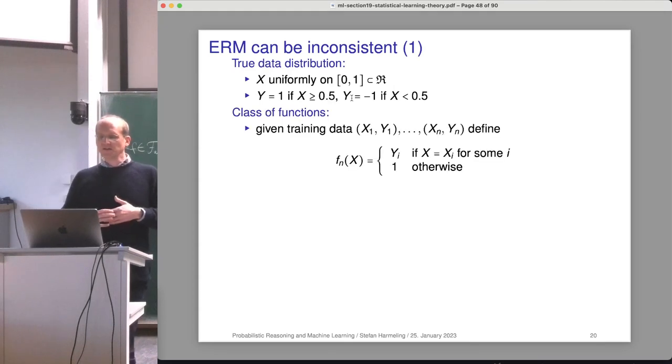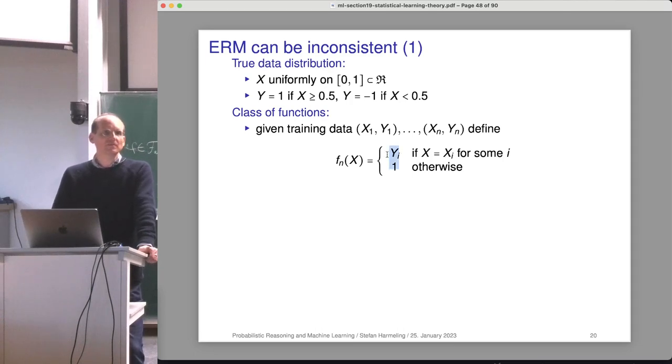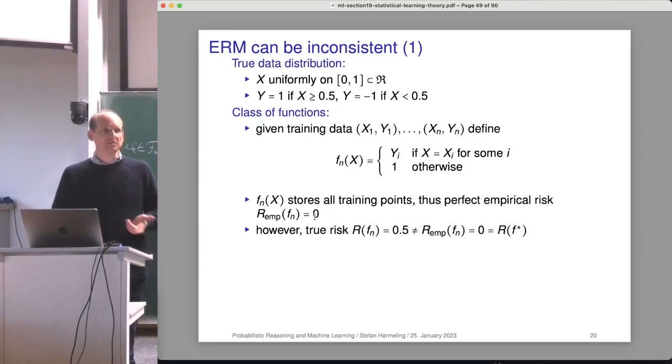Now here's a class of functions that I could take. So my training data defines the function as follows. If my x is hitting one of the training points, I just take the true value, okay? Just memorizing the true value. If I'm not hitting one of my training examples, then I'm just saying 1, okay? So for finitely many data points, of course, the empirical risk is 0, right? Because on the training data, I'm doing exactly everything right. However, the true risk is 0.5.